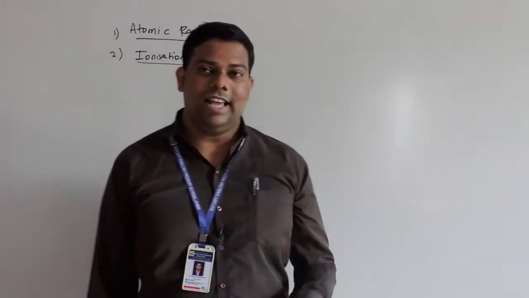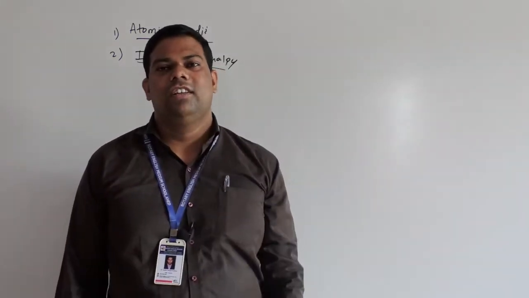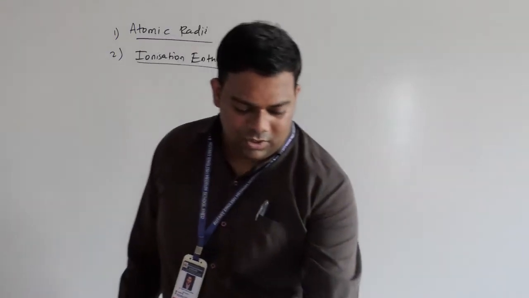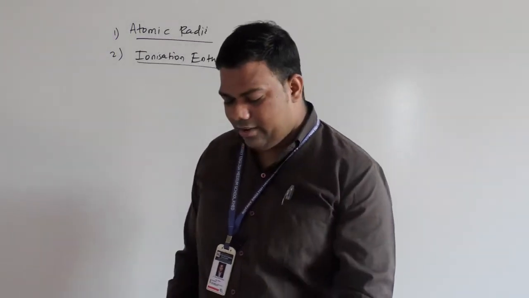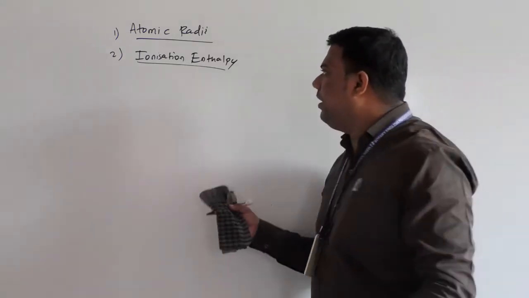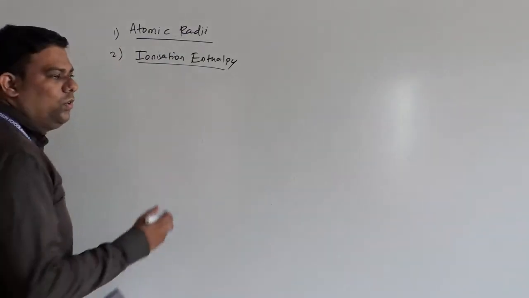Why is it like this? Because the distance from the nucleus to the outermost shell increases, so we can remove that last electron easily. Understood? Next we will discuss electron gain enthalpies. Okay, third. So pay attention to this third one also.